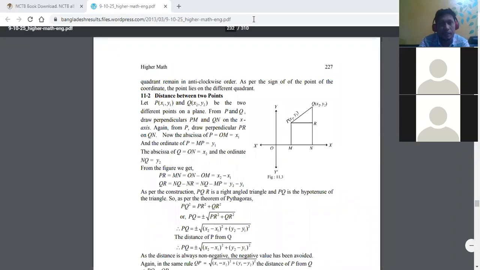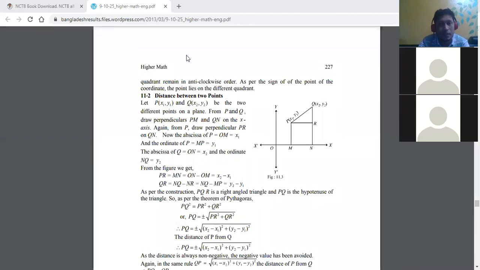You see PM here. I am showing them again by drawing a line. This is PM. This is equal to y1. And OM, can you tell me what is the length of OM? It is obviously x1. Now ON. ON equal to x2. And QN equal to y2. From coordinates, all of you know them. If you don't know, you must tell me.